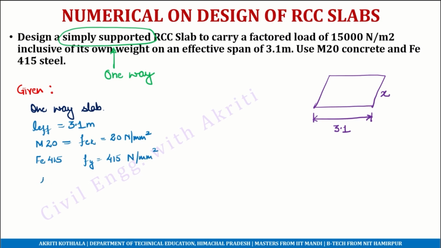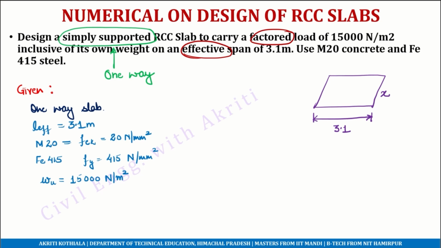The factored load, that is Wu, is given to us in the form of UDL. So small wu is 15,000 Newton per meter square. We have to be very careful whether the load is factored or not. So here the load is factored and the span is effective. So L effective is 3.1 meters.